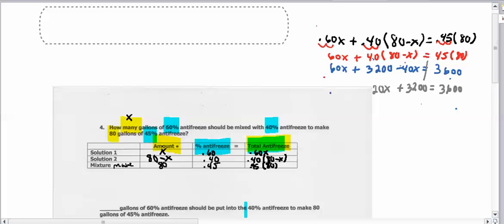Subtract 3,200 from 3,600, and we get 400. And we have 20x. Divide by 20, divide by 20, x is going to be equal to 400 divided by 20, so my x is 20. So we need 20 gallons of 60% antifreeze. So that's what's going to go in our line 4 answer.